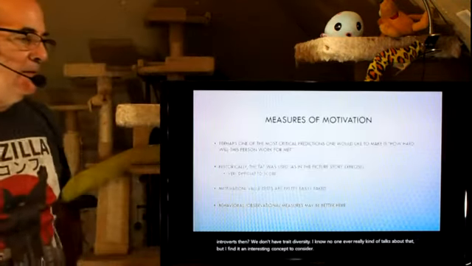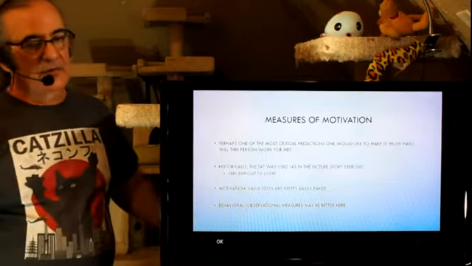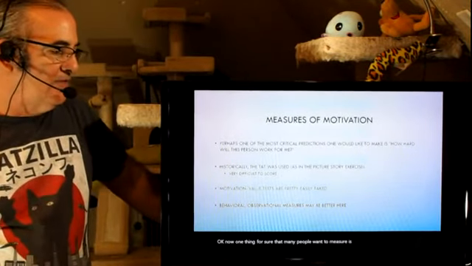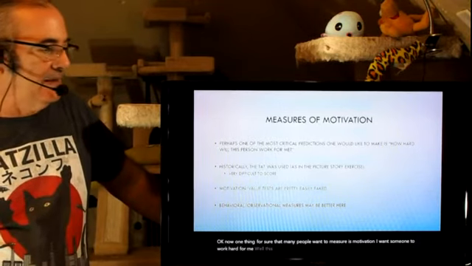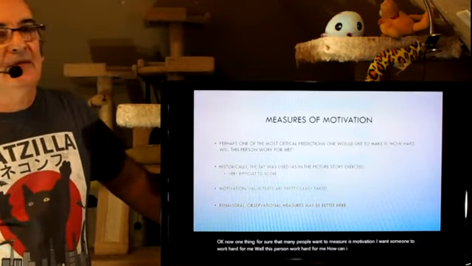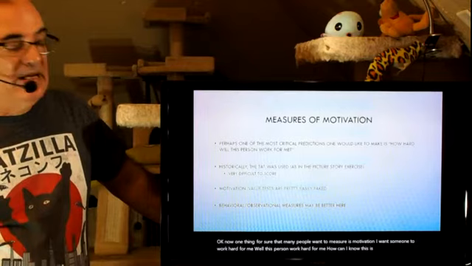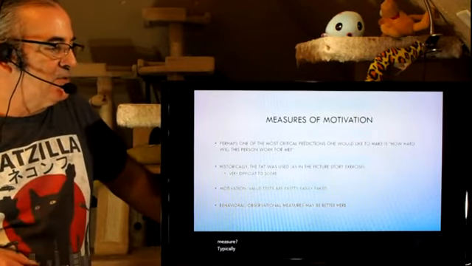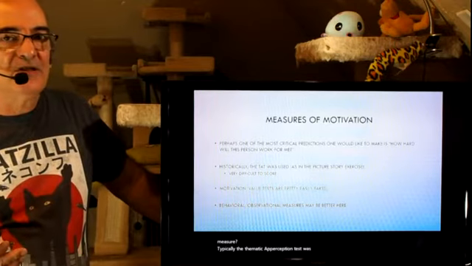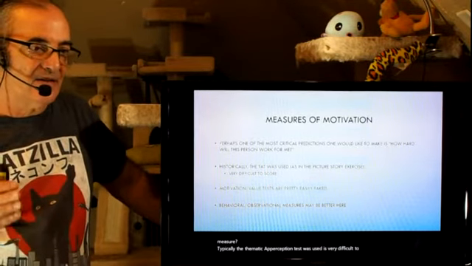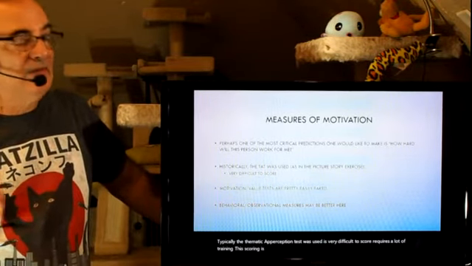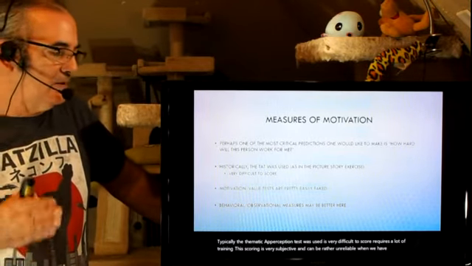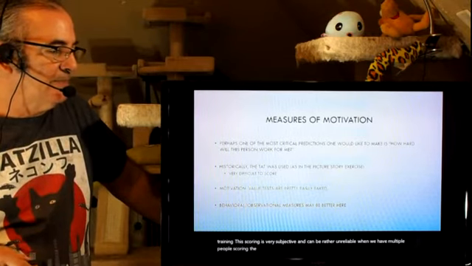Okay. Now, one thing for sure that many people want to measure is motivation. I want someone to work hard for me. Will this person work hard for me? How can I know? Well, this is a difficult quality to measure. And typically, the Thematic Apperception Test was used. It's very difficult to score and requires a lot of training. The scoring is very subjective and can be rather unreliable when we have multiple people scoring the same observations.